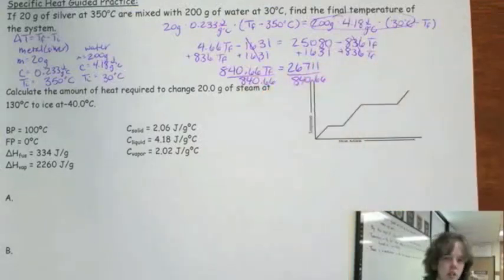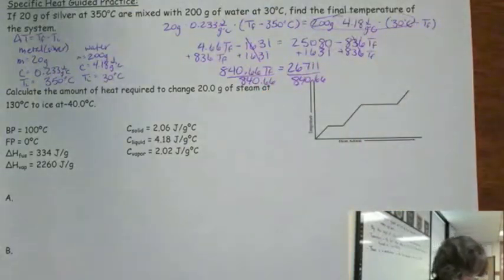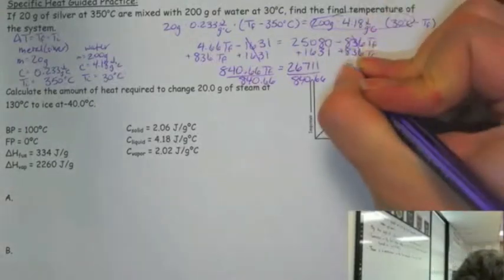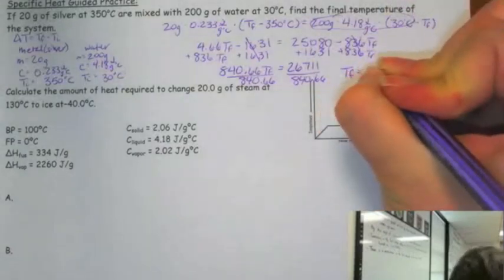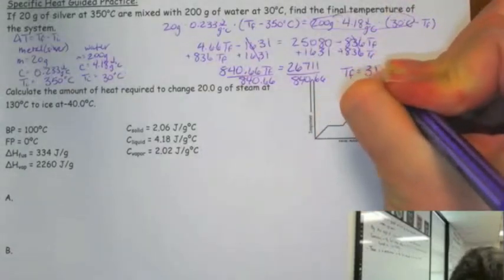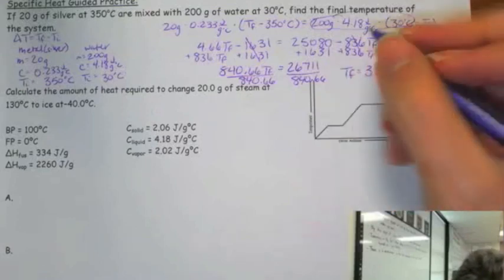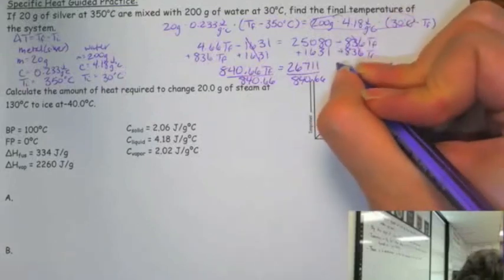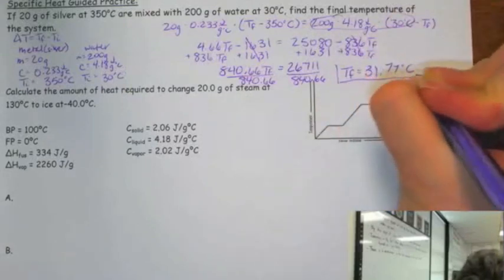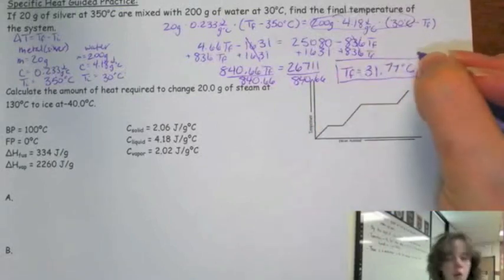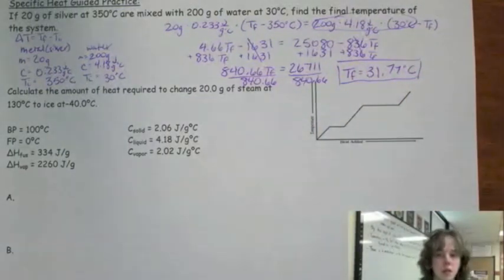All right, and so then we actually do that math. And that's going to give us a final temperature of 31.77 degrees Celsius, which makes sense because we've got a fair bit more water, and water's got a much higher heat capacity, so our water temperature shouldn't go up very much, even though our silver temperature is going down a lot.